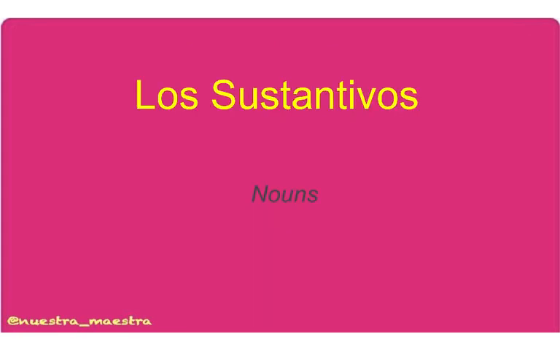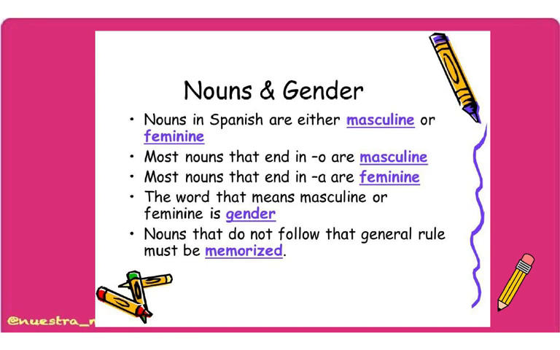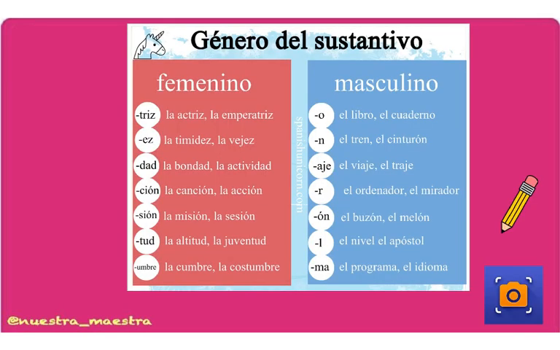Let's talk now about nouns specifically. Nouns, as I've been mentioning, have gender. Nouns in Spanish will either be masculine or feminine. Most nouns that end in O are masculine. That's easy. Most nouns that end in A are feminine. Simple. When we're talking about gender, masculine or feminine is what we mean when we refer to the gender. And there are some nouns that do not follow the general rule, so you have to memorize them. Here is what the rules look like.